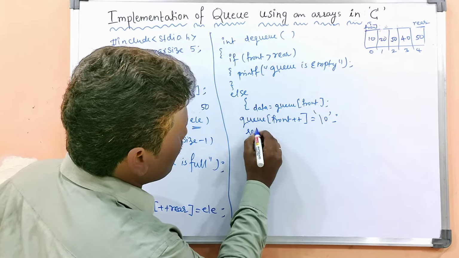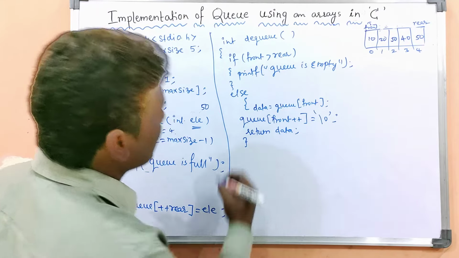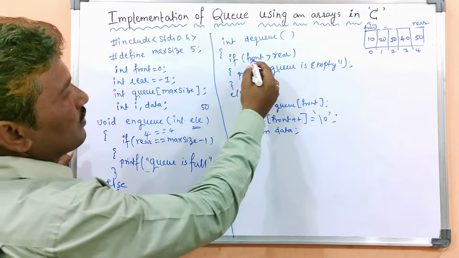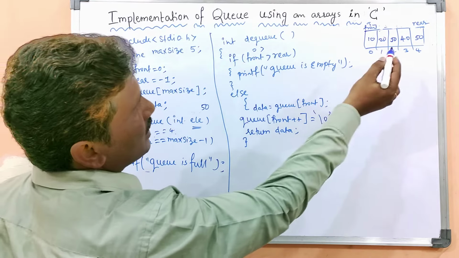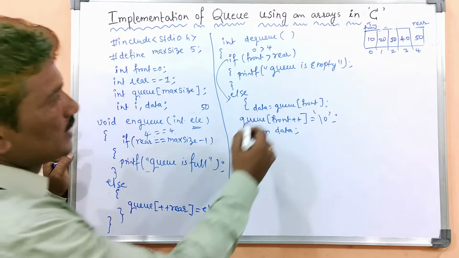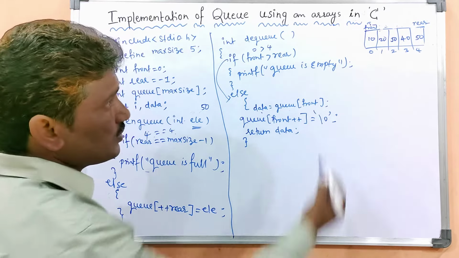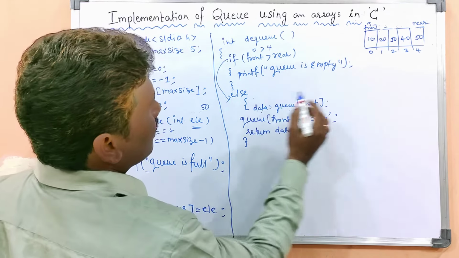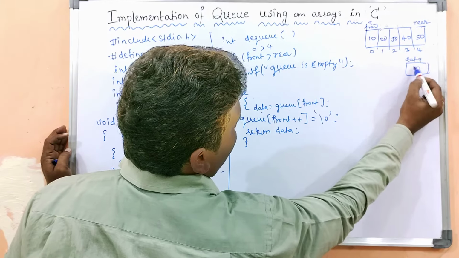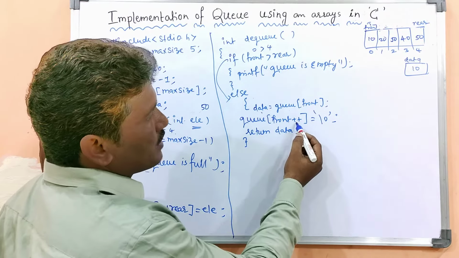Then return data. Okay. Whenever you call the dequeue operation, first check front is 0, and the rear value is 4, so the condition returns false, then it comes to the else part. The data equals queue of front. What is the queue of front? 10, because the data value is 10.